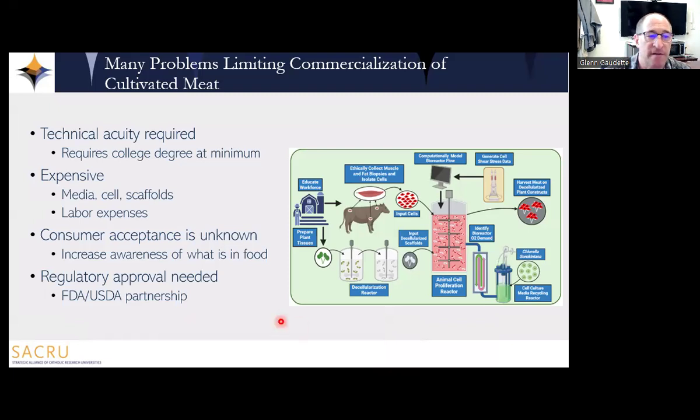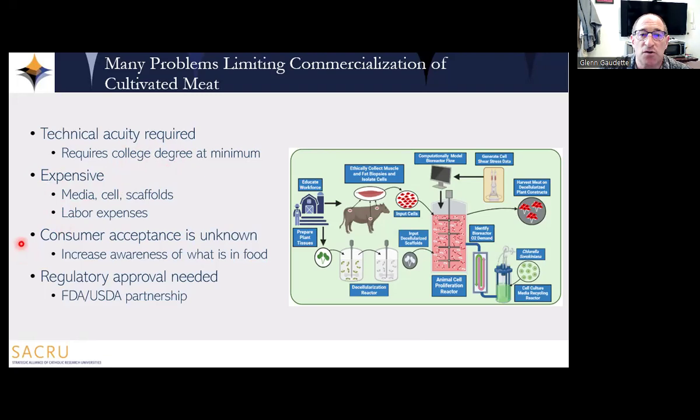It's also expensive. All the things we talked about, the media, the cells, the scaffold, those costs add up, so it costs a lot of money. In addition, labor is expensive. If we're hiring people who need a minimum of a college degree, and a lot of them have PhDs, then labor expenses are going to be pretty high, which leads to a high cost of lab-grown meat.